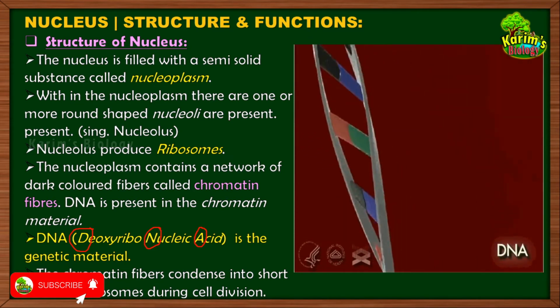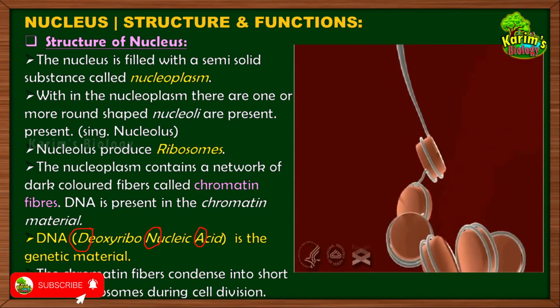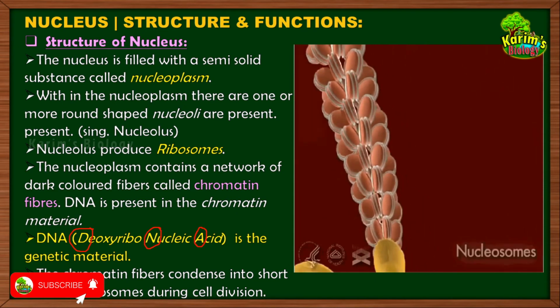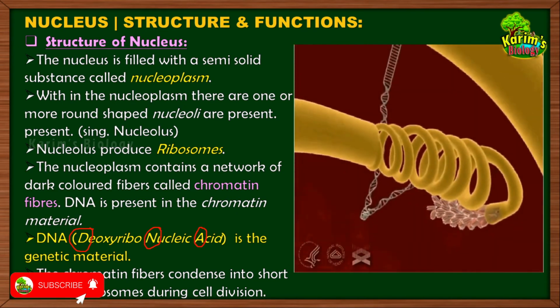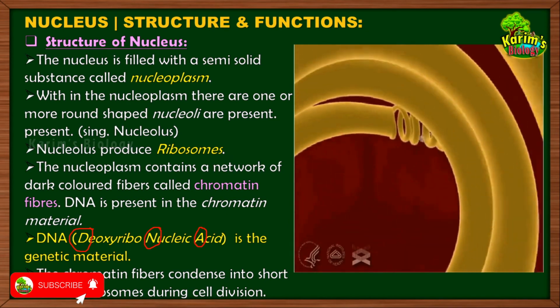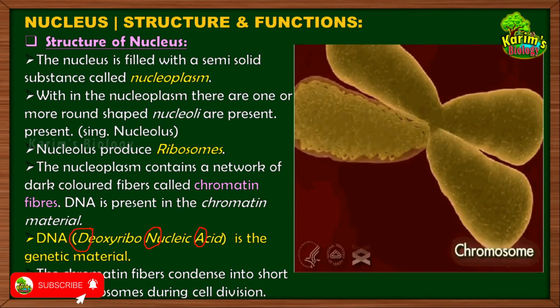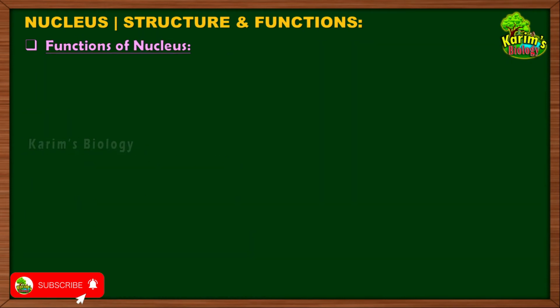Like that, the number of chromosomes varies. But this is what happens during the time of cell division. It is very important that the chromatin fibers remain as chromatin fibers as long as the cell is not dividing. But once the cell is going to start dividing, then the chromatin fibers condense into chromosomes, right? So that's about chromatin material and chromosome. Now let us discuss the functions of the nucleus.